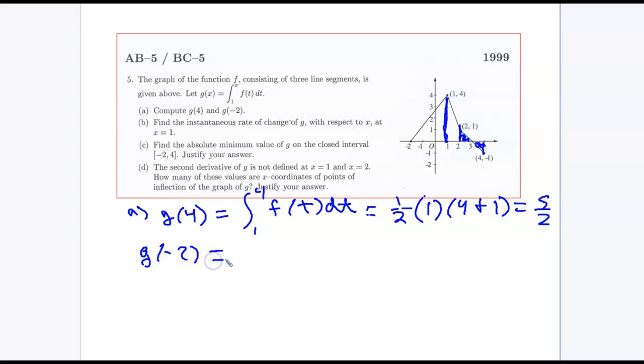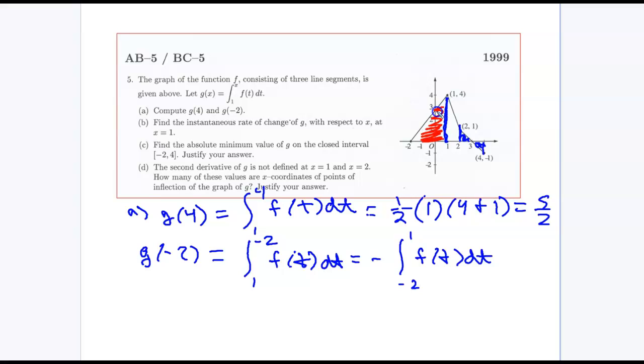To find g of -2, that's going to be the integral from 1 to -2 of f of t dt, which is really the negative of the integral from -2 to 1 of f of t dt. Remember, when we're calculating area, we should put the smaller limit on the bottom. So we're really looking for the area of this triangle, which, if I work that out, is going to be the negative of 1/2, the base is 3, and the height is 4. That ends up being -6.